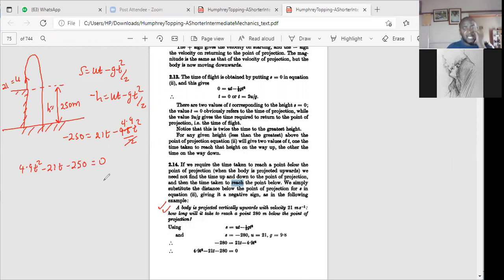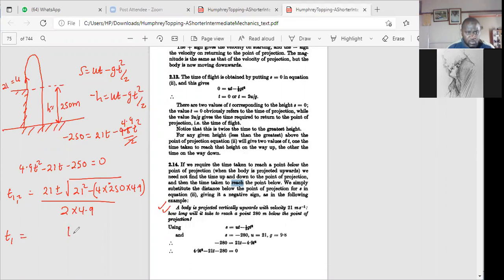And we can solve this with a calculator. But remember to write down the formula you're using. If it's the quadratic formula, you show us t equals 21 plus or minus the square root of 21 squared minus 4 times 250 times 4.9, because the 250 is negative, to bring about a positivity, all over 2 times 4.9. So press the calculator after writing this statement, and get me t1, get me t2.